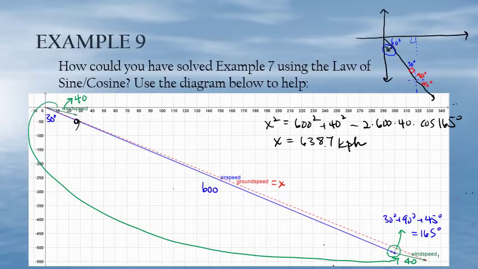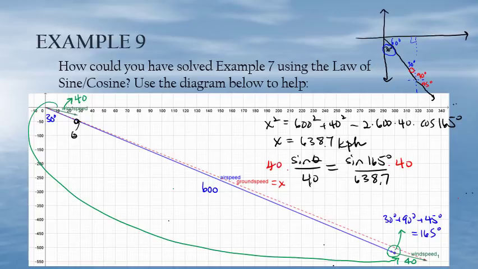We also know that the angle I'm interested in is across from the side that has a length of 40. Let me call that little teeny angle theta. I'm going to say that the sine of theta over 40 is equal to the sine of 165 degrees over 638.7. If I multiply both sides by 40 and take the inverse sine, I get something really small, 0.93 degrees, I think.